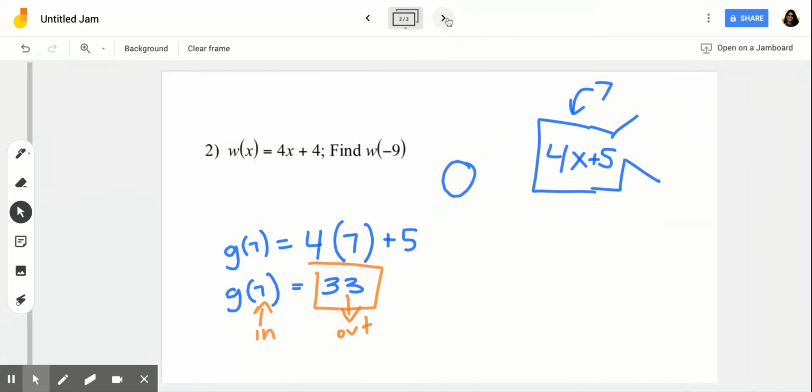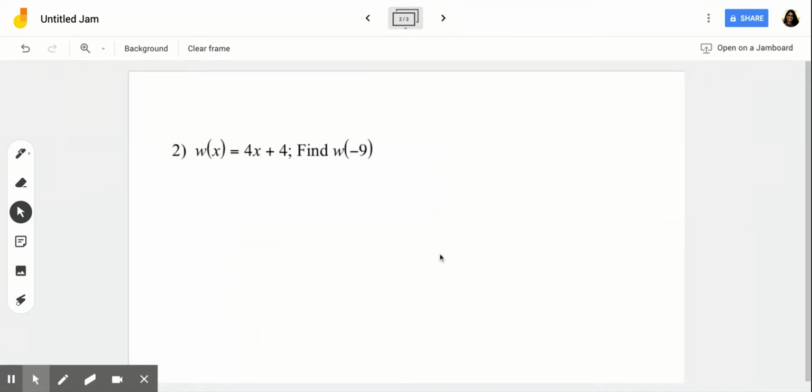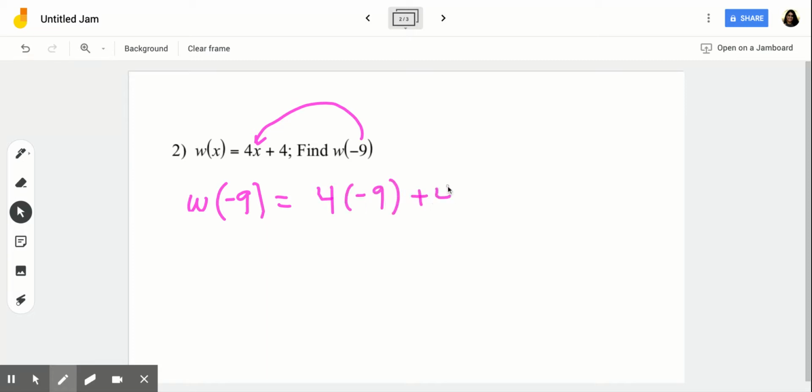So number 2, take a minute, write down this problem, pause the video if you need to. All right, so again, our function is 4 times whatever gets put in. We're going to multiply by 4, then add 4. That's what the function does. Multiply by 4, add 4. So the function's name is w. Who cares? We're putting in a negative 9. So 4 times negative 9 plus 4.